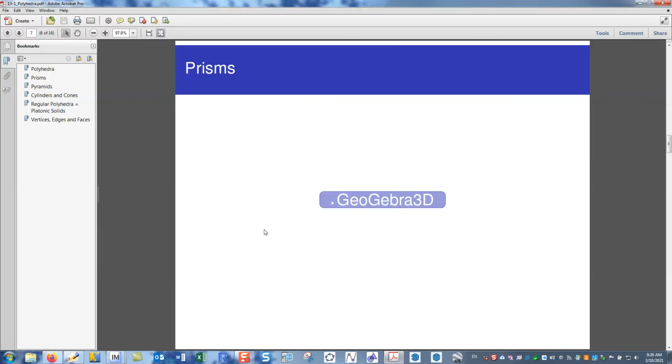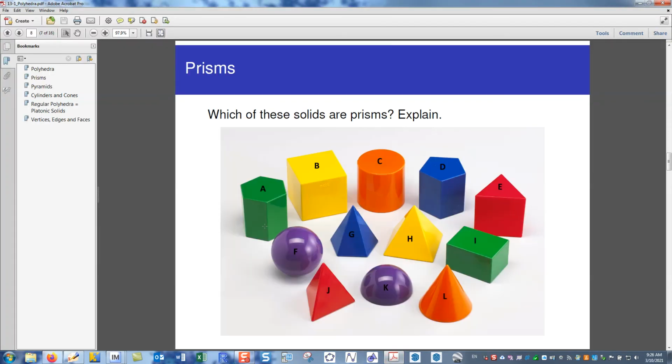So let's do a self-check again. Why don't you go ahead and pause, and after you hear the question, tell me which of these solids are prisms? So now we're asking which ones are prisms. Let's take some time. Go ahead and pause the video for a second here and decide, make a list, and then I'll reveal the answer.